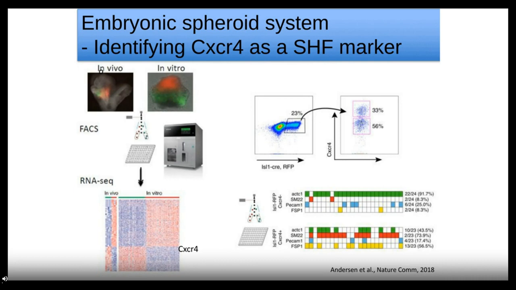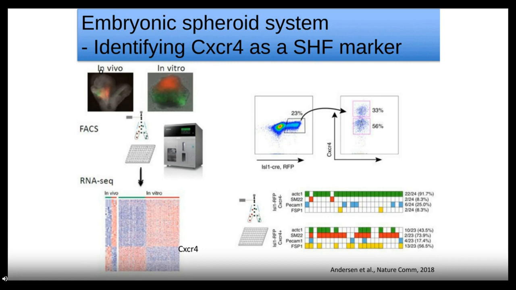So one of the surface receptors we found that was highly upregulated in the second heart field progenitors was a gene, or a surface expression, called CXCR4. CXCR4 is a well-known receptor that is involved in migration of certain progenitors, and we found it interesting that it was highly upregulated in the second heart field progenitors, but not in the first heart field progenitors.